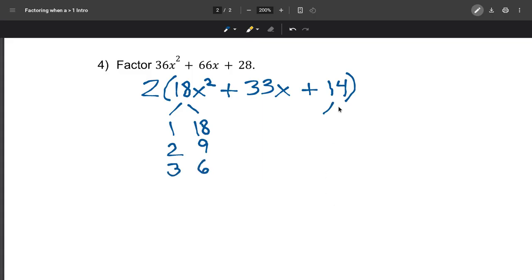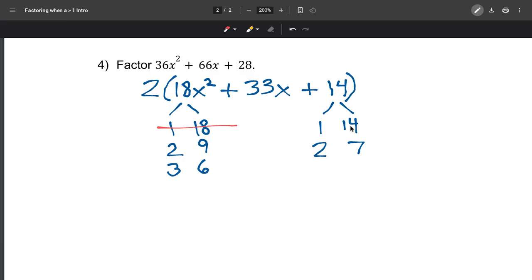Okay, then we'll list the factors of 14. So 1 and 14, and 2 and 7. Now, if I do 14 times 1 and 18 times 1, that doesn't add up to 66. But if I do 14 times 18, that's way over. So 1 and 18, we'll cross that off. We can't use those. And I could try 18 times 2, that's 36, plus 7, that doesn't work. 18 times 7 goes over. So again, that doesn't work.